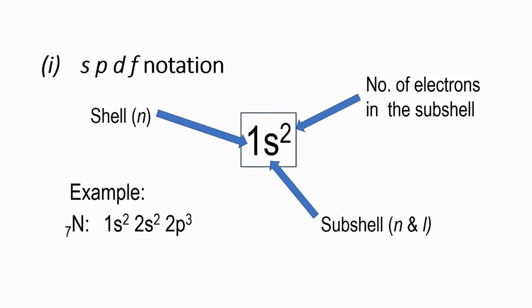According to the SPDF notation, number 1 represents shell number 1, 1s represents subshell 1s, and the number 2 means that the 1s subshell contains 2 electrons. Based on the example, for nitrogen, there are 2 electrons in the 1s orbital, 2 electrons in the 2s orbital, and 3 electrons in the 2p orbital or subshell.